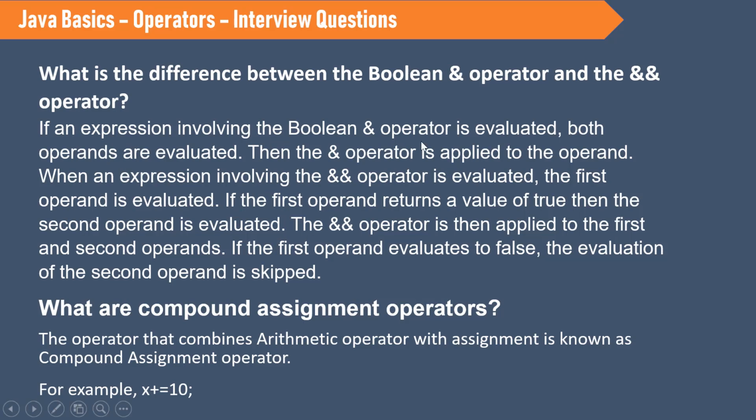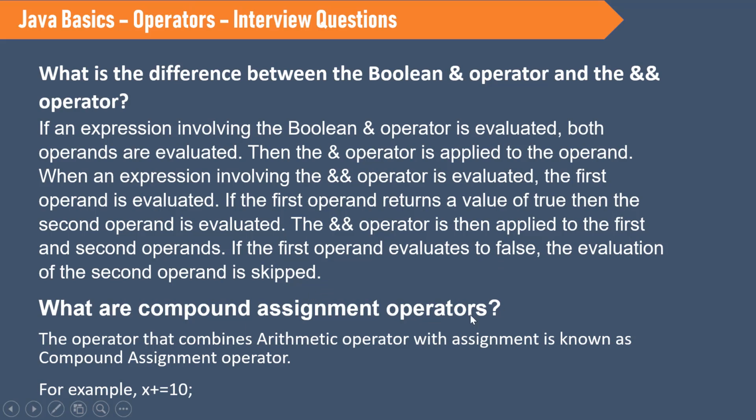If an expression involving a Boolean ampersand operator is evaluated, both the operands are evaluated, then the ampersand operator is applied to the operands. When an expression involving the logical AND operator is evaluated, the first operand is evaluated. If the first operand returns a value of true, then the second operand is evaluated. The logical AND operator is then applied to the first and second operands. If the first operand evaluates to false, the evaluation of the second operand is skipped.